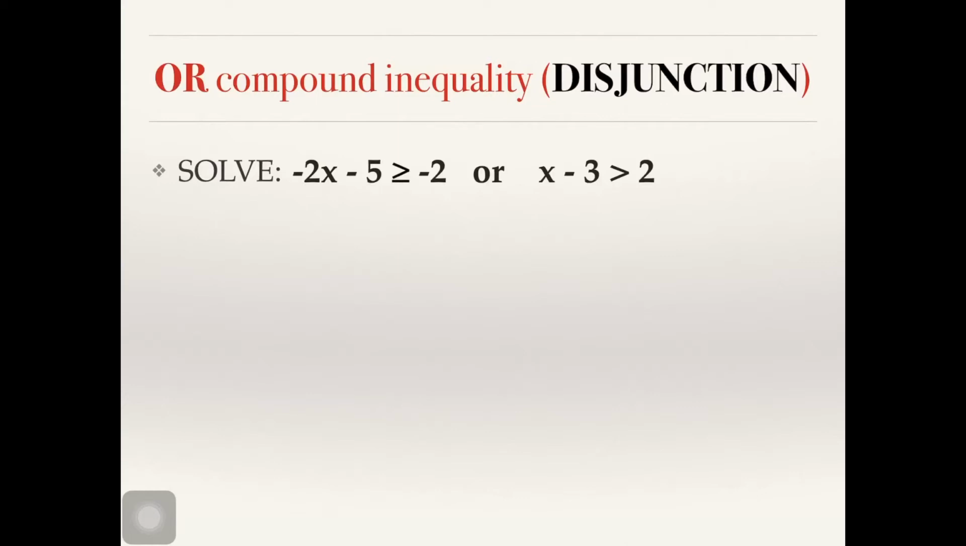So for now, pause your video first, write down your solution for our first inequality, and see if we'll get the same answer. Adding 5 on both sides of the inequality statement will give us negative 2x is greater than or equal to 3. We're going to divide both sides by negative 2. Since we divided by a negative number, we'll flip the sign. So for the first inequality statement, we have x is less than or equal to negative 3/2.